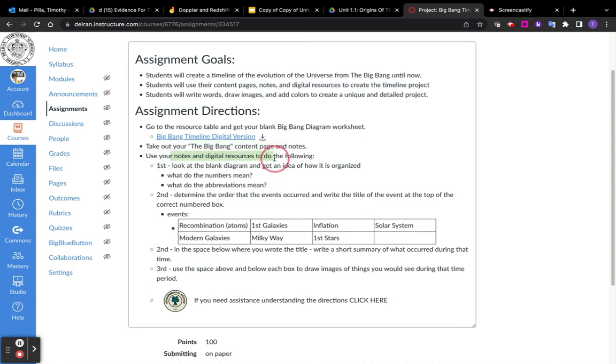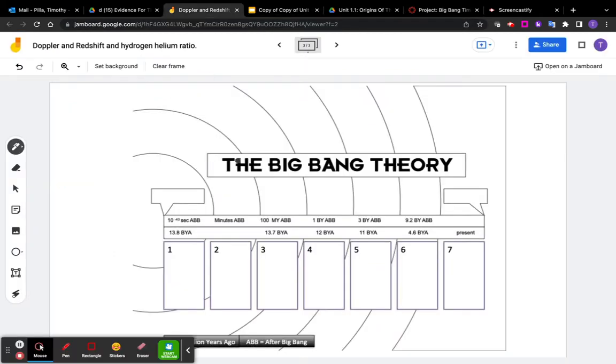First, you're going to use your notes and the digital resources to do the following. Well, first, before you even use your notes, look at the blank diagram and get an idea of how it's organized. We can see that on this end over here, this says BYA, ABB, present. If you look at the bottom here, BYA is billion years ago. So this box here represents 13.8 billion years ago.